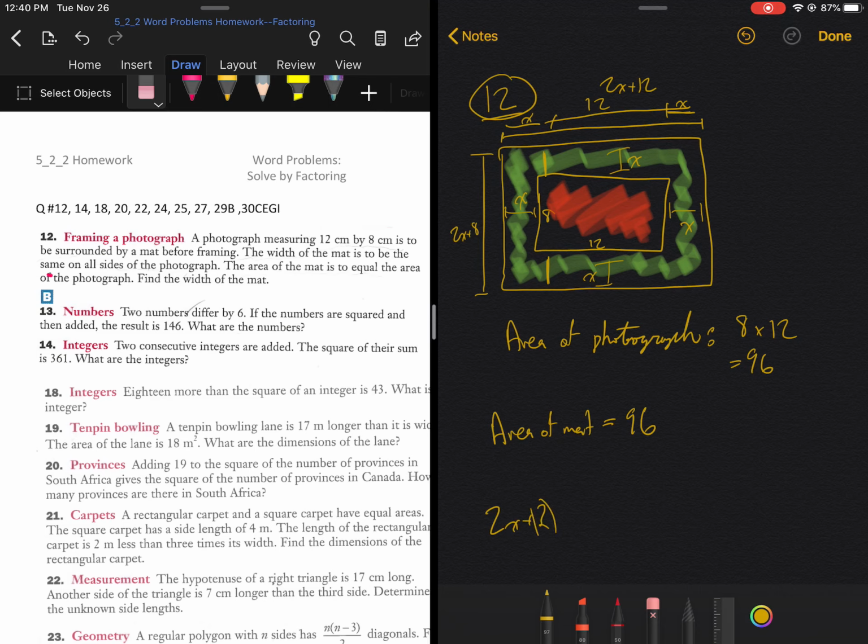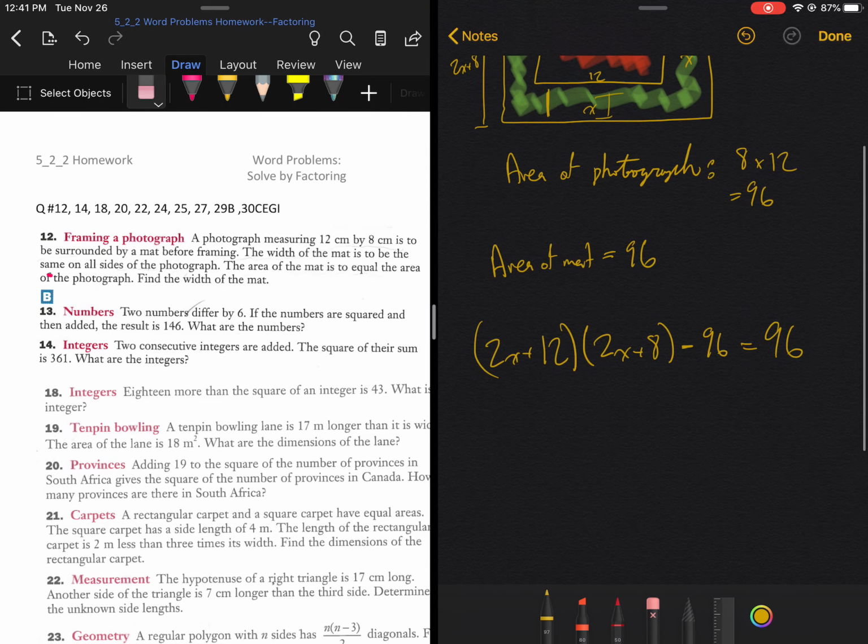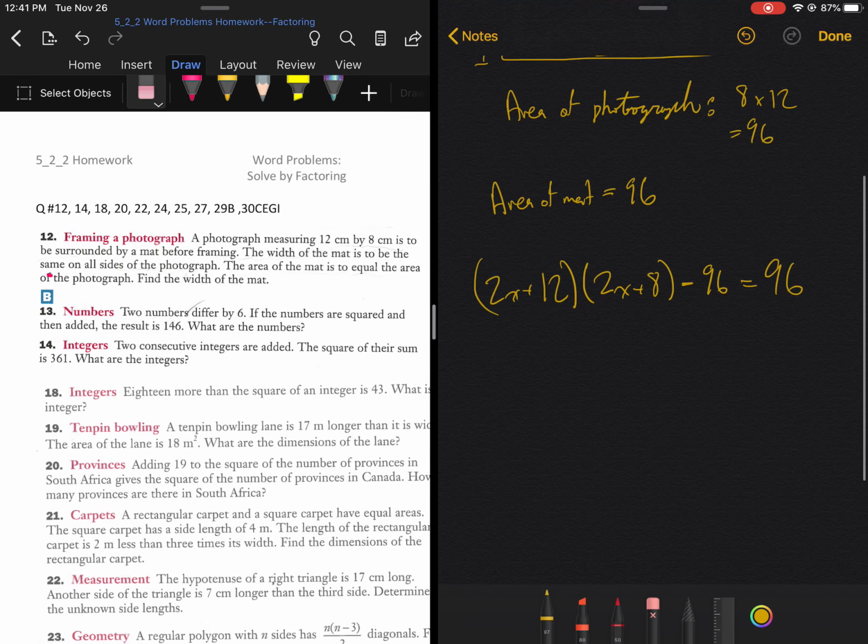That's the full area. The full area is 2x plus 12 multiplied by 2x plus 8, take away this orange area, minus 96, equals, well, this green area is equal to 96 as well. So that's a relationship we can build. And now let's solve for x.